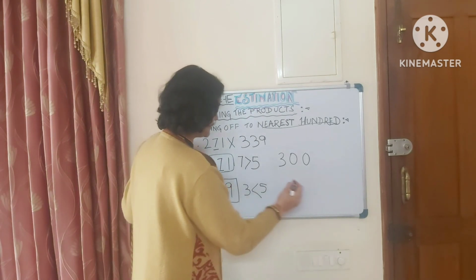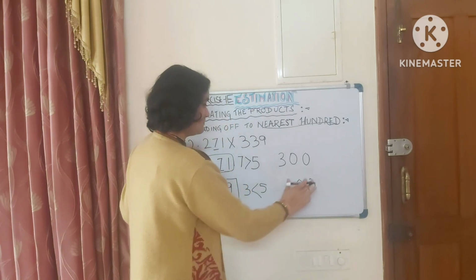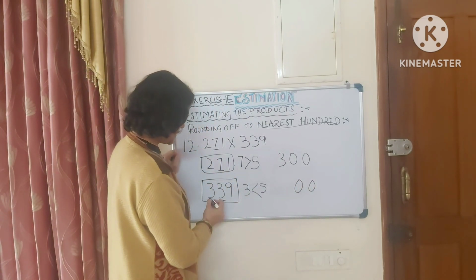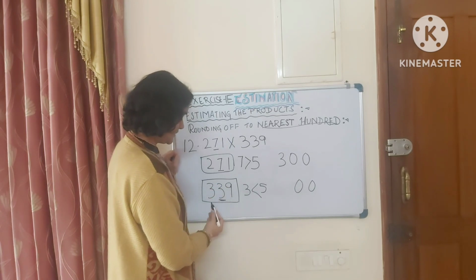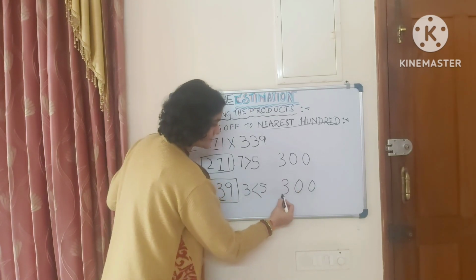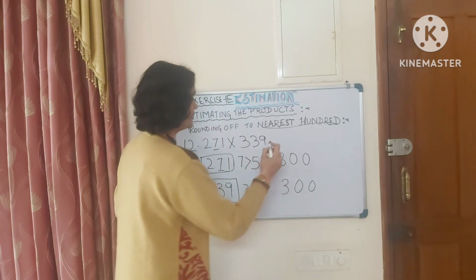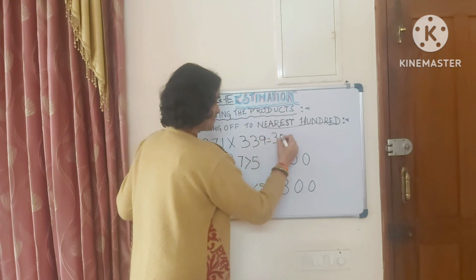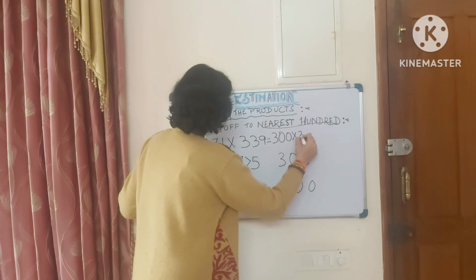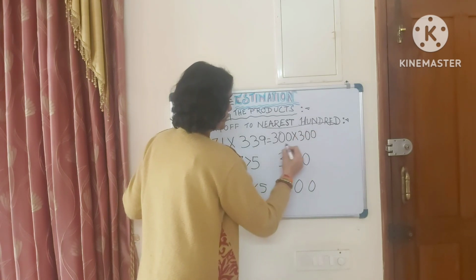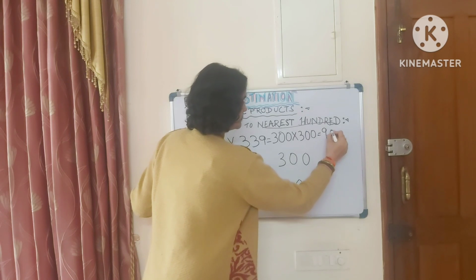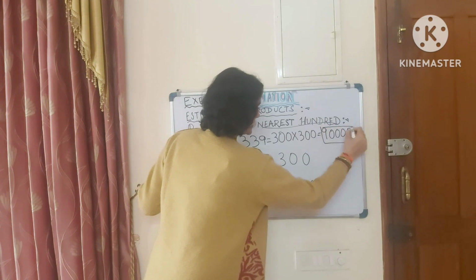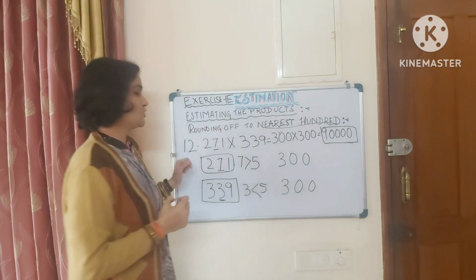Here again we need to make the tens and ones places 0, and we should not make any changes to the hundreds place. In the less than 5 rule, we need not make any change to the hundreds place digit. It means if there is 3, the 3 will be written as it is. Right? This is the rule for less than 5. So finally, what did the terms become after rounding off? 271 became 300 and 339 also became 300. So when I multiply, what do I get? 9, 1, 2, 3, 4. So 90,000. This is the final answer for question number 12.